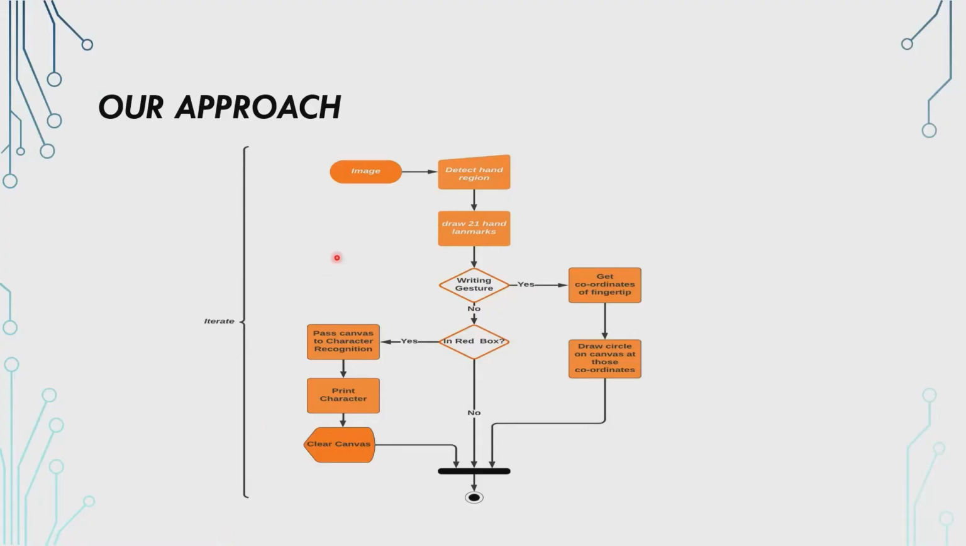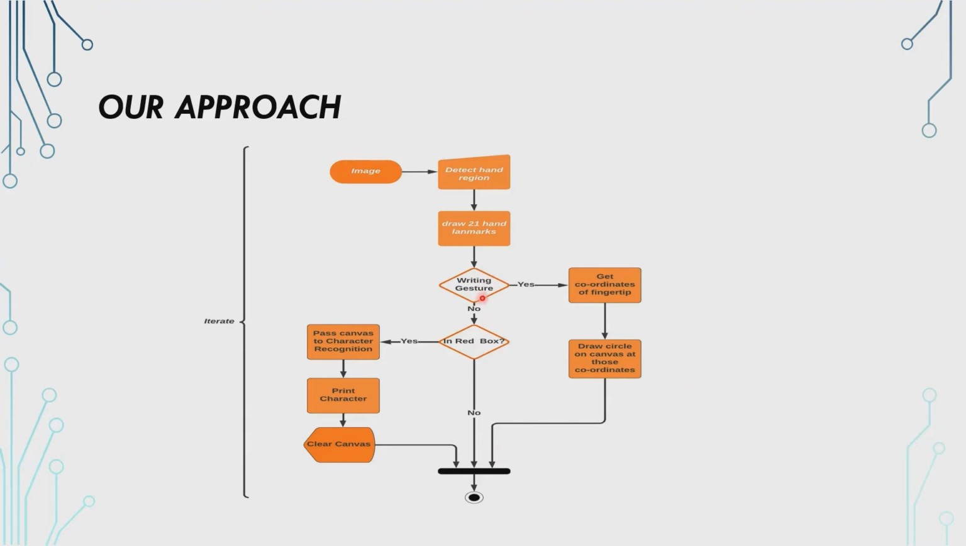So this is the flow of information in our system. As you can see, we take the input image, we detect the hand region, we draw the 21 hand landmarks, and we check if there is a writing gesture present. If there is a writing gesture, we get the coordinates of the fingertip. In this case, the fingertip which we are interested in is the index finger. We draw the circle at those corresponding coordinates on the canvas, and then we end.